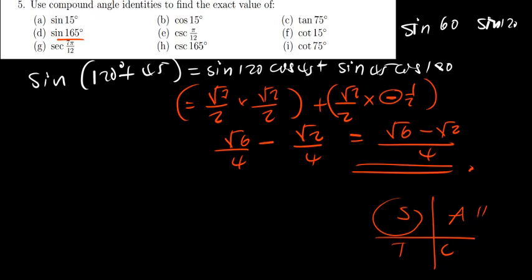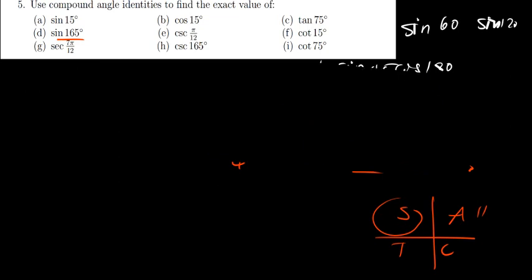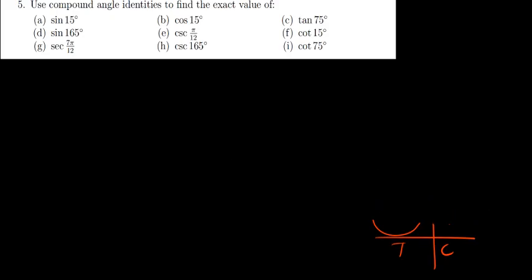That is the answer. Okay, that is the answer. So if you go to part B, this is going to be the same thing. You are just changing sine to cosec. So this is basically the same as 1 over sine.